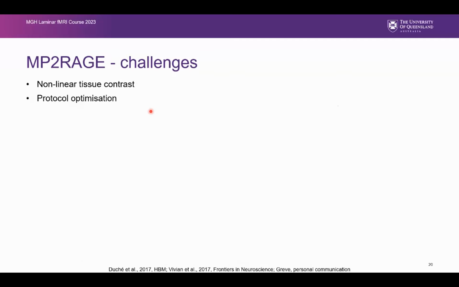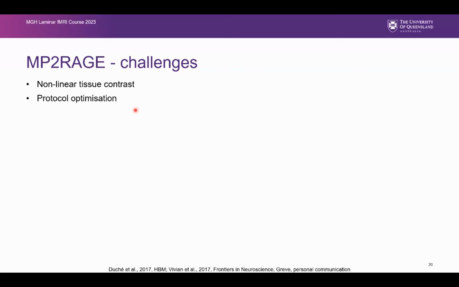So these are just the MP2RAGE specific challenges. One is the nonlinear tissue contrast. Due to this complex combination, if you have a voxel that's 50% gray matter and 50% white matter, it's not going to be in the middle of these two intensities. It's going to be somewhere else. So that's something you can take into account. I find that the field has just agreed to ignore it and move on.